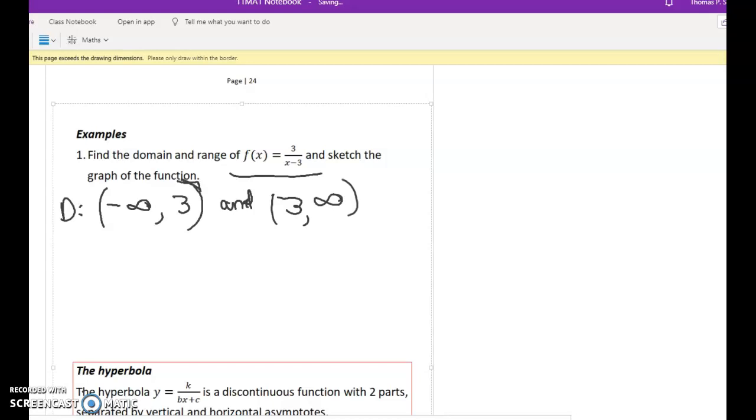And the range, it's not going to include 0 because it's not shifted up or down. So it will just be negative infinity up to 0, not including it, and 0 to infinity.